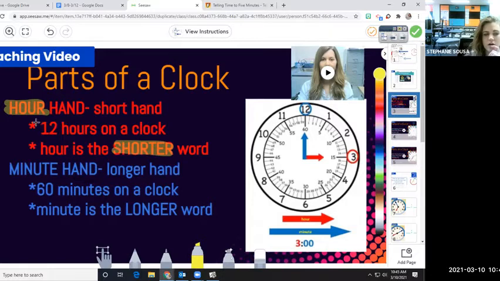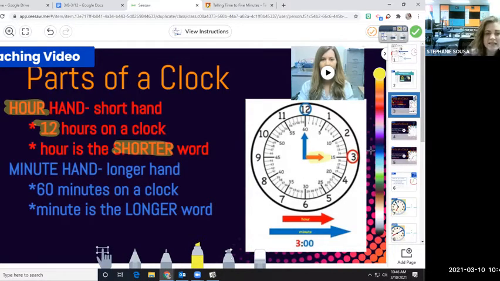Also, there are only 12 hours on a clock, and that is less or shorter than 60 minutes, okay? So your hour hand is the shorter hand. Hour is a shorter word than minute. 12 is less or shorter than 60, okay? So that is one way to remember the difference.